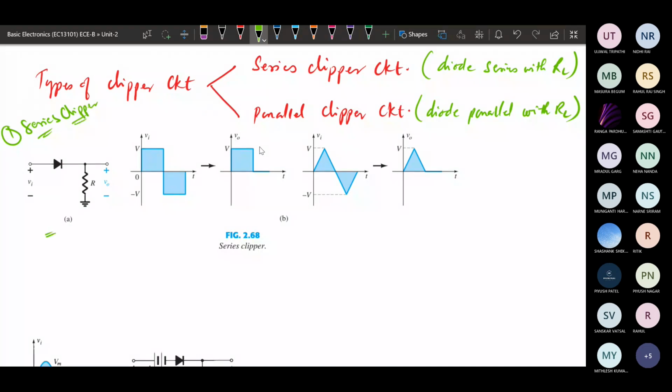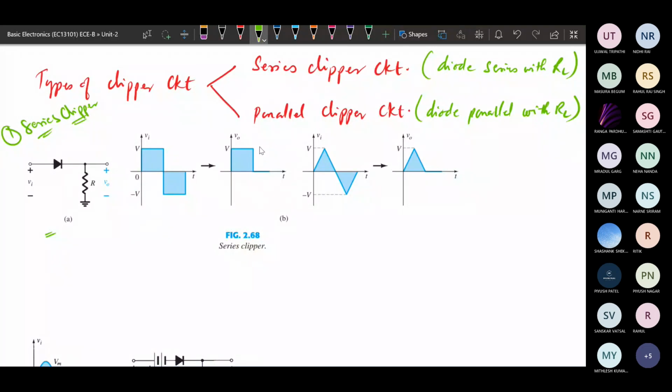So this is the example of a series clipper circuit. We have a diode connected with a load resistance R, and we are getting the output from the load resistance. Whatever voltage is across the load resistance, that we will be getting. This input is the input waveform, which could be AC or DC.